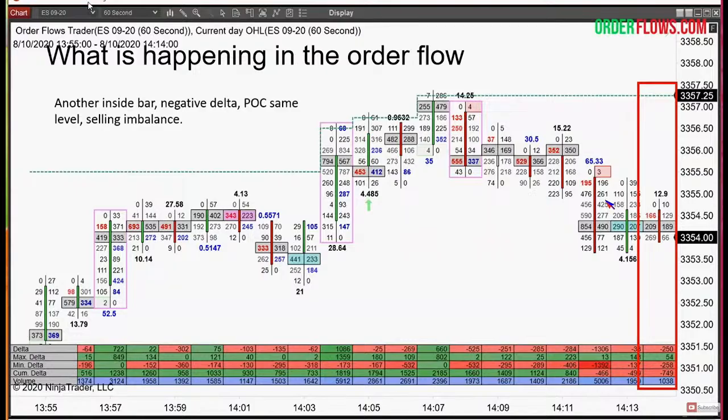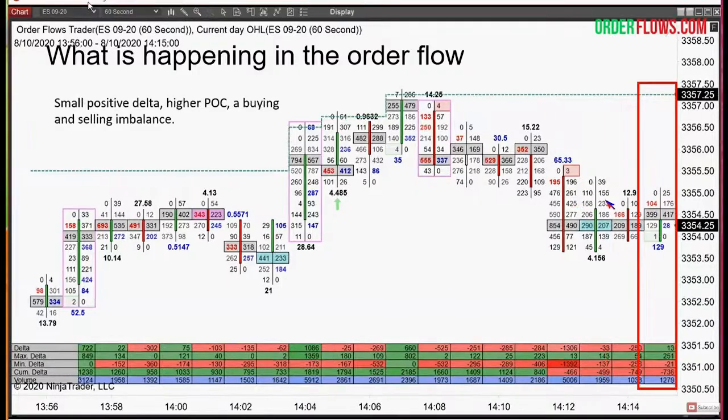So, at this point, you've got to be asking, is this market getting ready to go back up, or is it getting ready to fall over? Right? There's nothing in here that's remotely bullish. Then you get another bar. It's not an inside bar, it just breaks it by 1 tick to the upside. Point of control 1 tick higher.